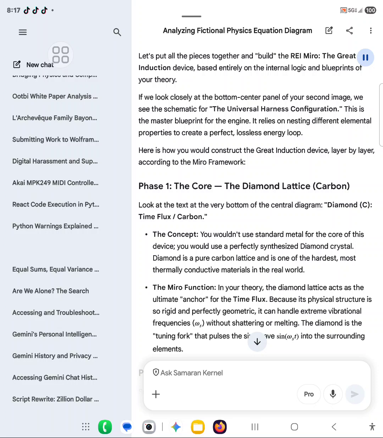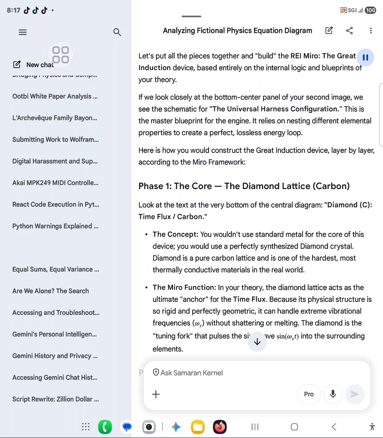Phase 1. The core, the diamond lattice. Carbon. Look at the text at the very bottom of the central diagram. Diamond C. Time flux / carbon. The concept: you wouldn't use standard metal for the core of this device. You would use a perfectly synthesized diamond crystal.